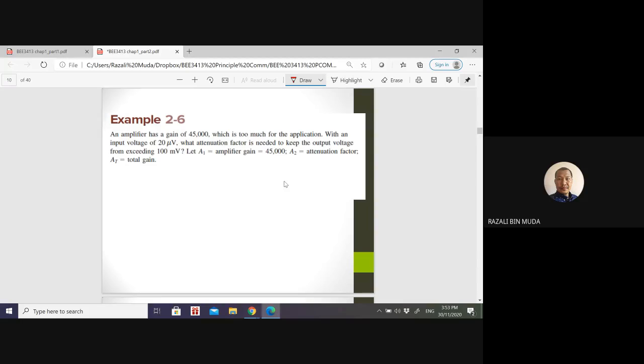Okay, example: an amplifier has a gain of 45,000. So the total gain of the amplifier is 45,000. With an input voltage, what attenuation factor is needed to keep the output from exceeding 100 millivolt? Okay, so what is the total?